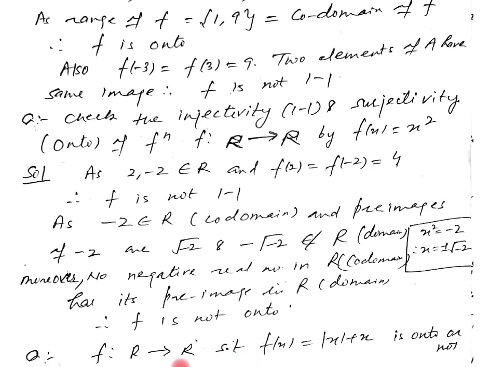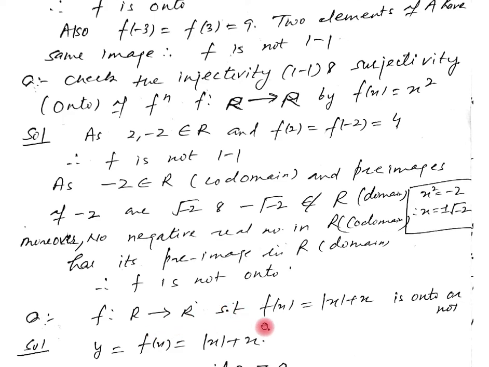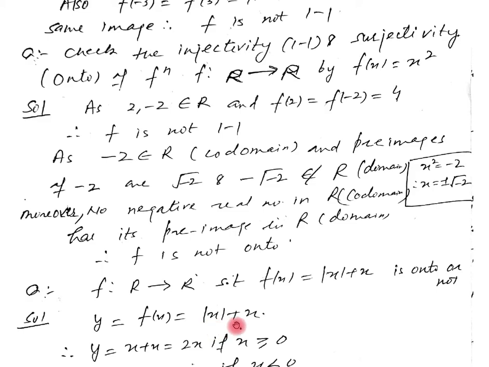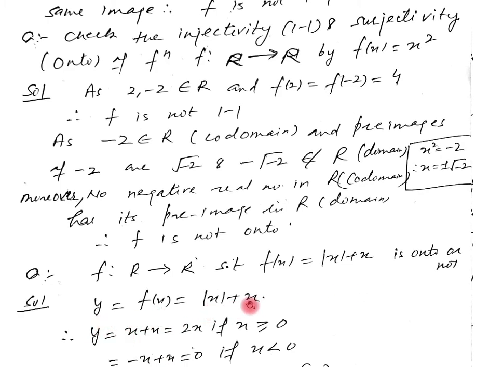Now let's take another question. Let f be a function from R to R such that f(x) equal to modulus of x plus x. Is it onto or not? Now here y equal to f(x), this function is given as mod of x plus x. Already we have done in the 11th class what a modulus function is and how it can be defined. Mod of x equal to x if x is greater than or equal to 0, and equal to minus x if x is less than 0. We have done it in linear inequality in the 11th class.